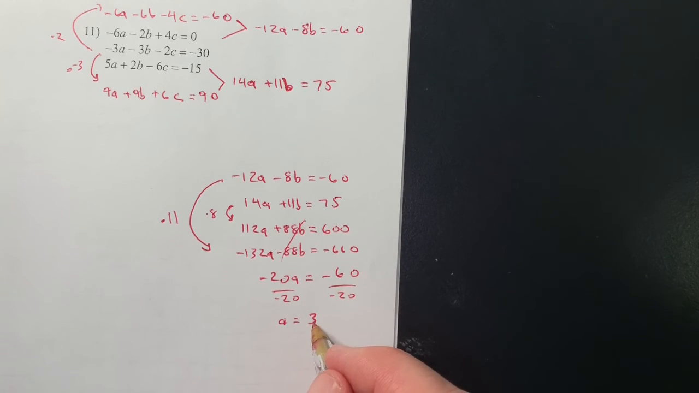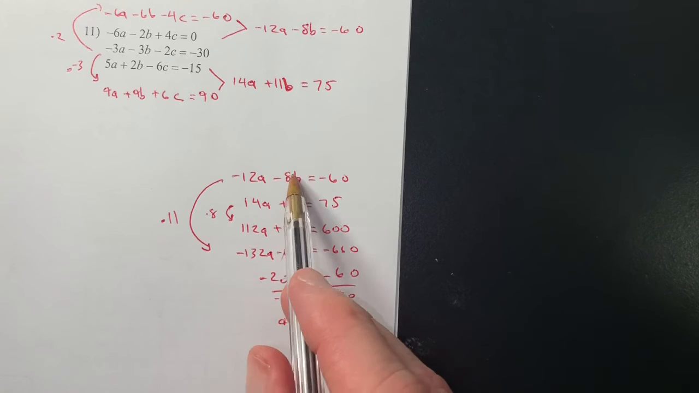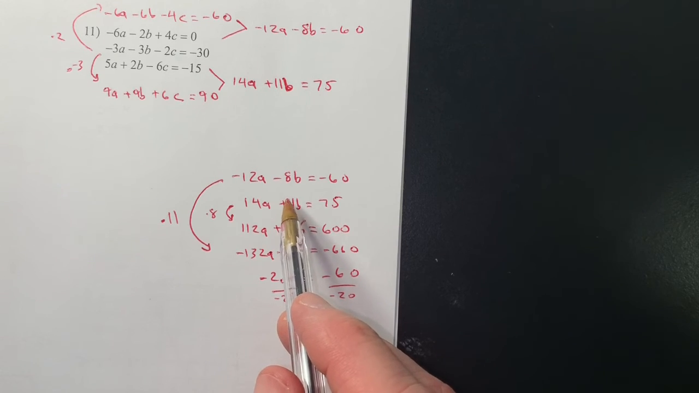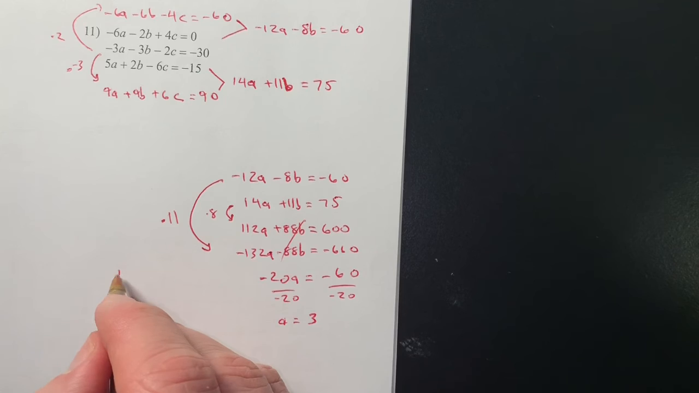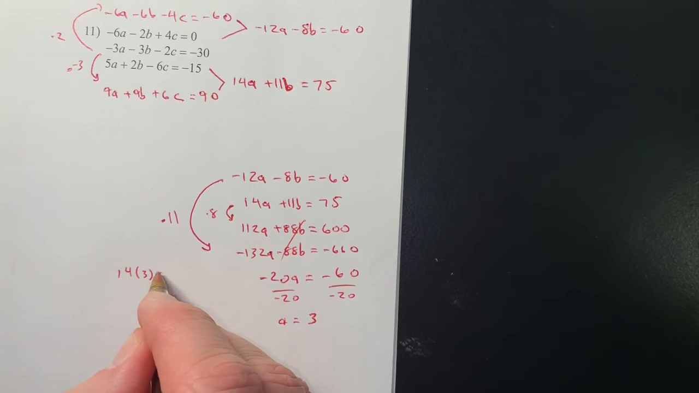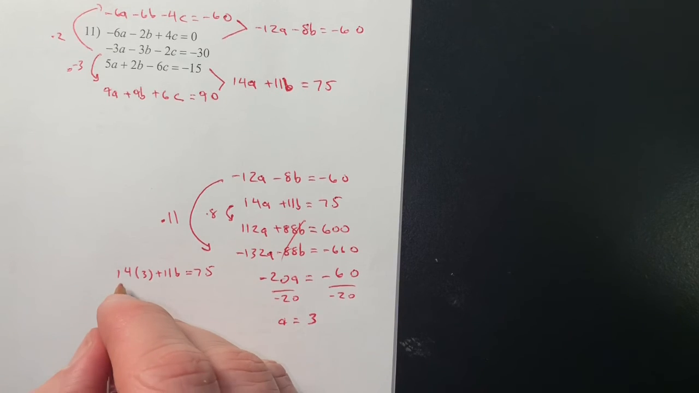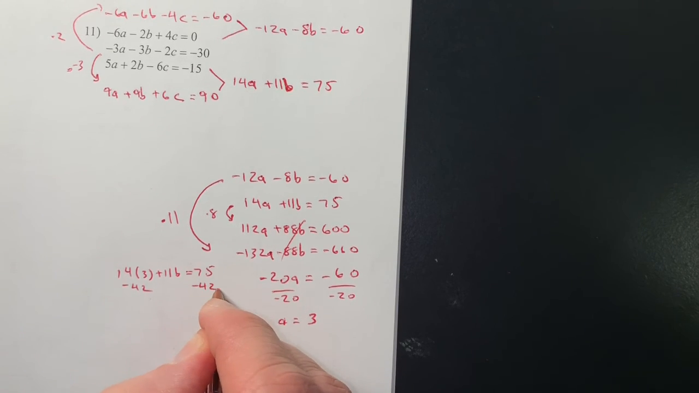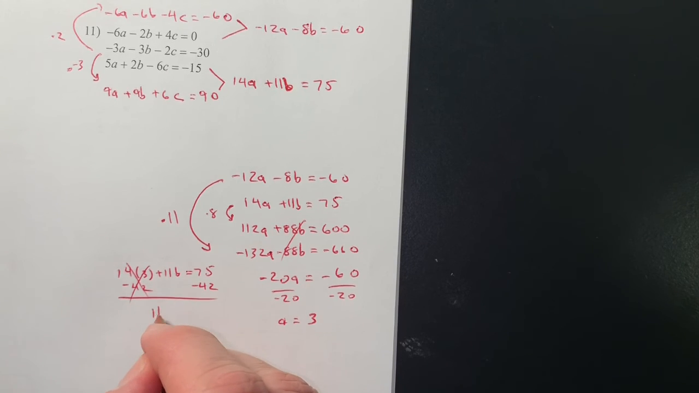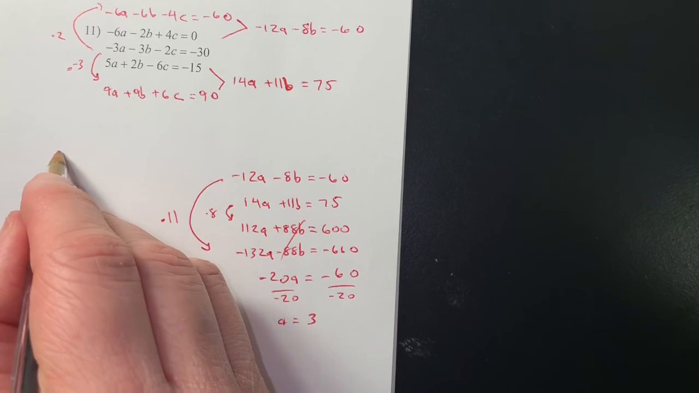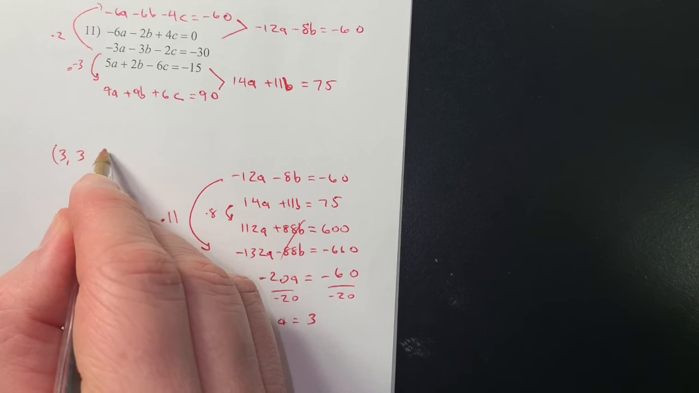So I'm going to take that 3 and plug it into one of these two equations up here. I'll go with this one right here. So I've got 14 times 3 plus 11b equals 75. 14 times 3 is 42, so minus 42 on both sides. 11b equals 33. And divide by 11, and I get b equals 3. Okay, so for my answer so far, I've got 3 and 3 for a and b.